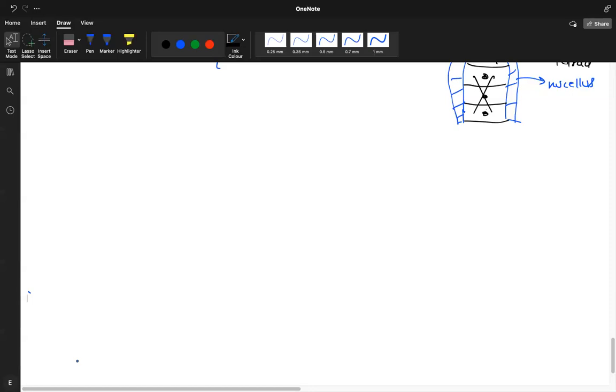So let's try to understand how this embryo sac is formed and what its characteristics are, because that's very important for your boards and entrance both. So the first thing you have to remember is that angiosperms mostly have this 7-celled and 8-nucleated structure.